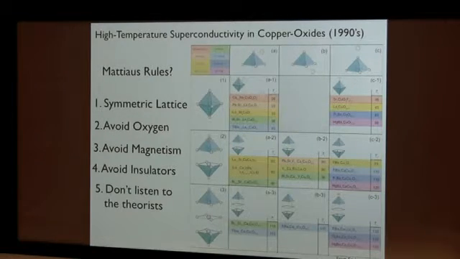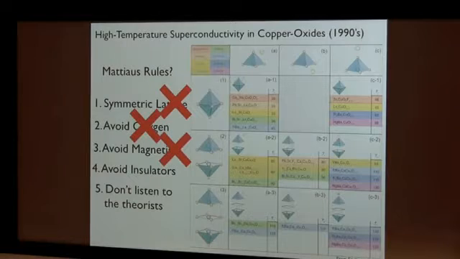But did they follow Matthias' rules? Symmetric lattice? No, they didn't do that. They ignored that. Avoid oxygen? No, these are all oxides. You see they have oxygen in all of them? They're almost magnetic. Okay? And what's interesting is that if you adjust the electron content, the number of atoms in this compound, just a little bit, they become insulators. The only thing they did follow is that they didn't listen to the theorists. And their discovery led to this enormous number of compounds.